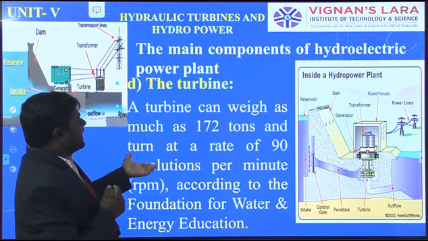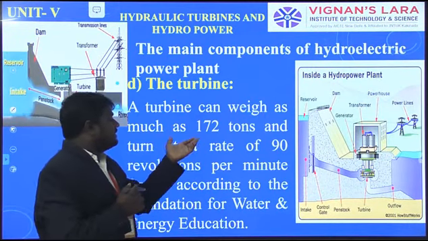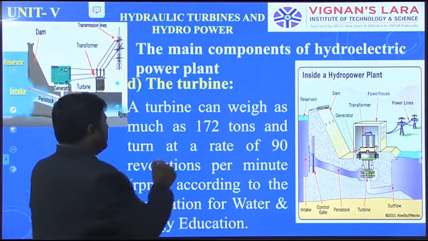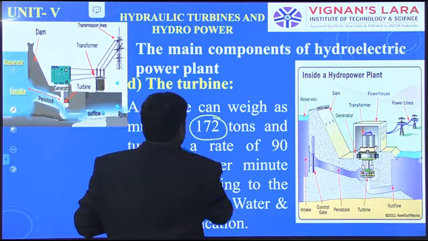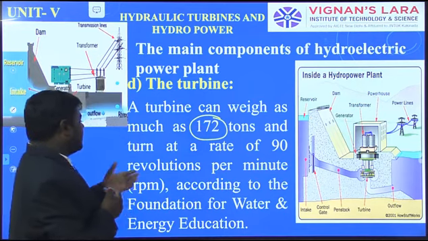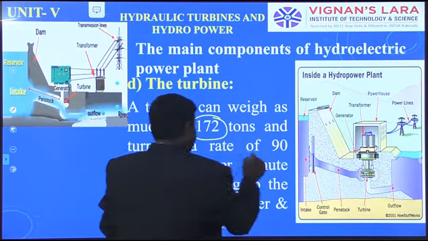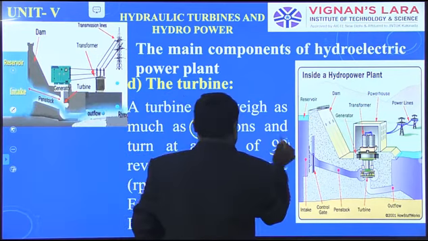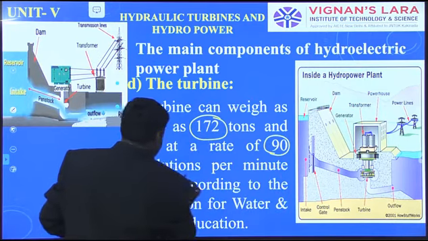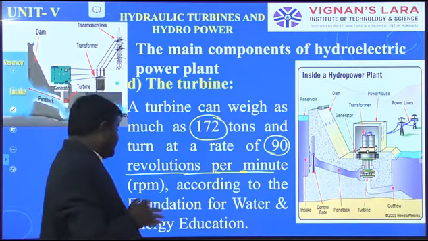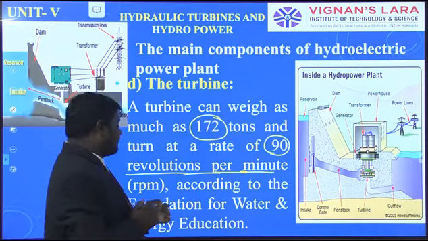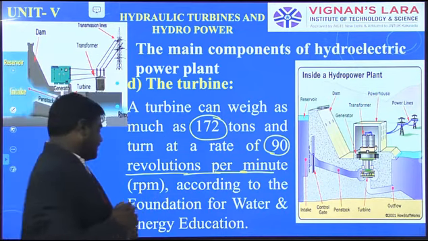A turbine can weigh as much as 172 tons and turns at a rate of 90 revolutions per minute. 90 RPM means revolutions per minute, according to the Foundation for Water and Energy Education.